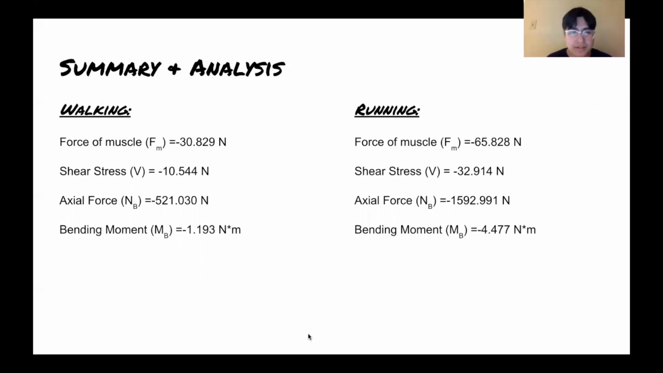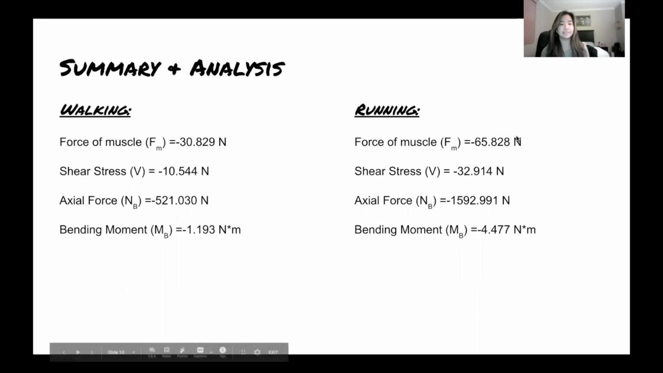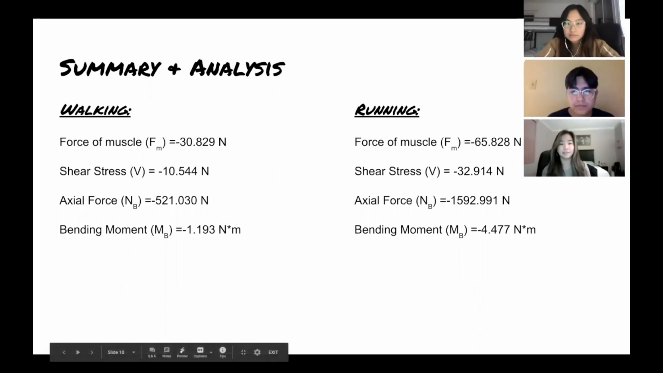pain on the shin. Then we can see that the shear stress and axial force increased by 3 times and that the bending moment increased by 4 times. Can you explain how this affects the pain? So shear stress can actually lead to bone deformation, and the axial force, since it's a compressive force, can lead to buckling of the bone, which can lead to the shattering of the bone.